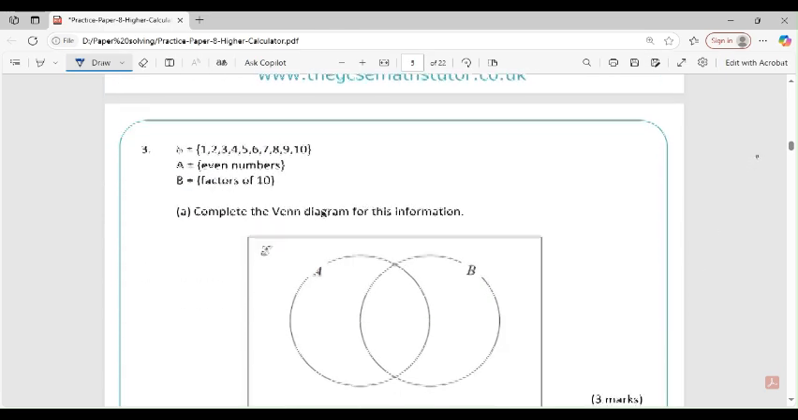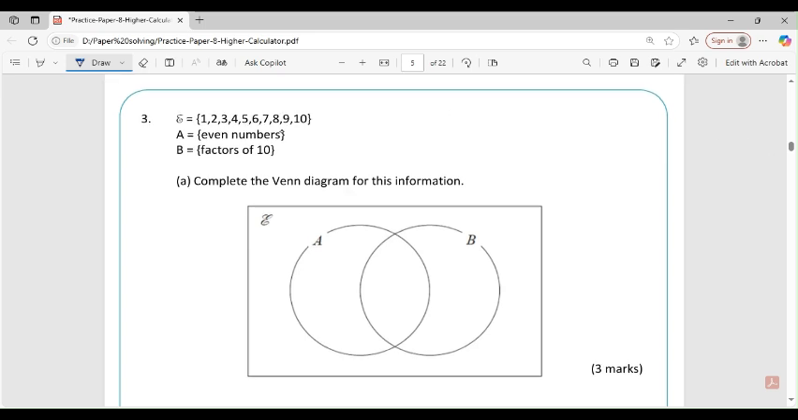Now comes a question on Venn diagrams. As soon as you see Venn diagrams, it is better to write the members of A. Even numbers are 2, 4, 6, 8, and then 10 also. Then the factors of 10 are going to be 1, 2, 5, and 10 itself. Now, as you can see, 2 and 10 are common to both of them, so you'll write 2 and 10 over here. The remaining numbers for B are 1 and 5, and for set A they are 4, 6, and 8. The remaining numbers you may write over here: 3, 7, and 9.